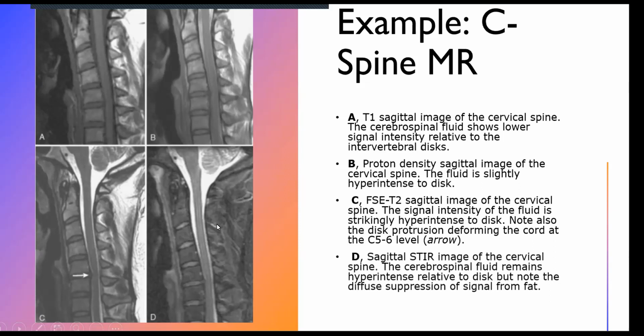The last thing is the sagittal STIR image. This STIR image means that we have applied very much fat suppression, so that in order to do this, the CSF fluid remains hyperintense like that of the T2, but here you can see the fat is highly suppressed as the bone marrow inside each vertebra is dark now.